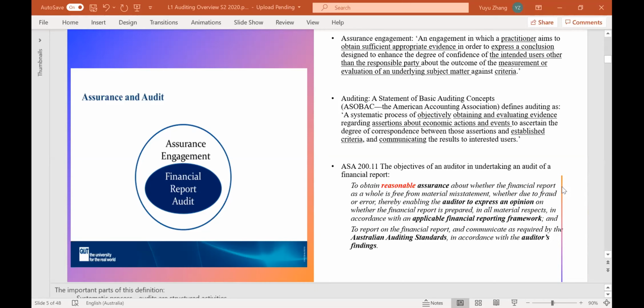But there are some things in common. So I think the first thing in common is that all the regulatory standard setters recognize the auditing profession as a profession with high standards. So we call them professional practitioners.